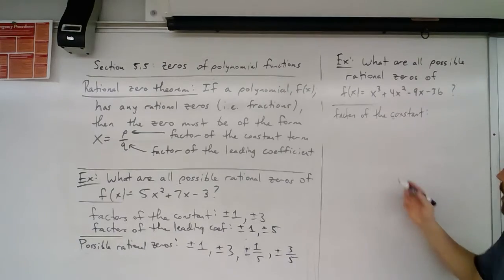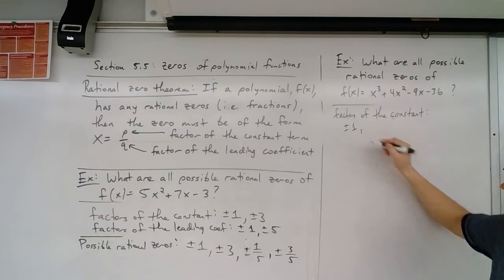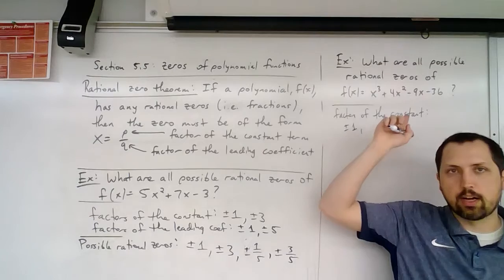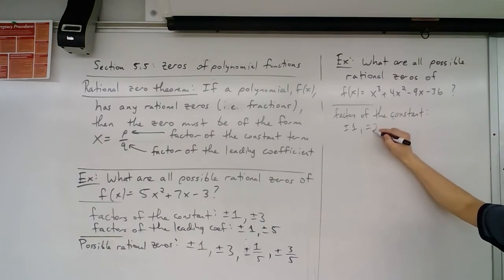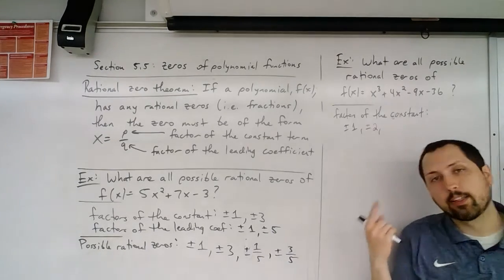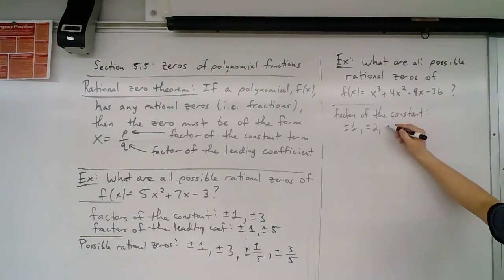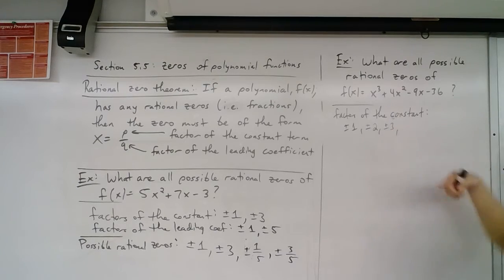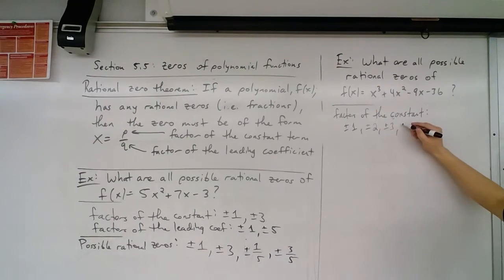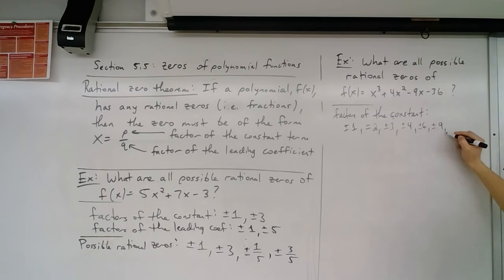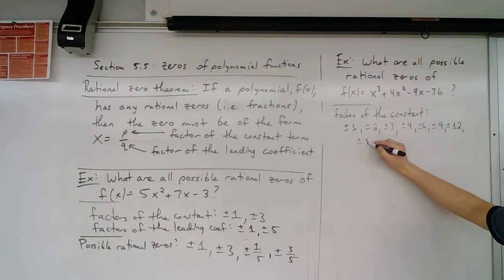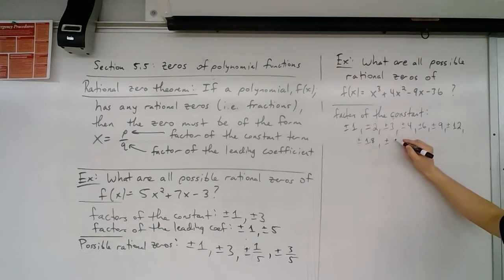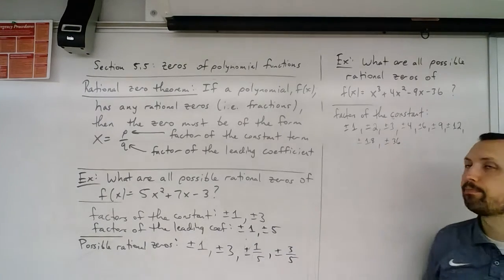So we know, for instance, plus or minus 1. That will always be the case. No matter what our constant term is, it will always be plus or minus 1. Similarly, 2 also divides it, so plus or minus 2. 3 divides 36 because of 3 times 12, so we have plus or minus 3. 4 divides that because 4 times 9 is 36, so we have plus or minus 4. Now we have plus or minus 6, plus or minus 9, plus or minus 12, plus or minus 18, and plus or minus 36.